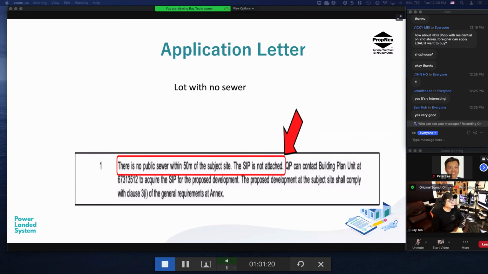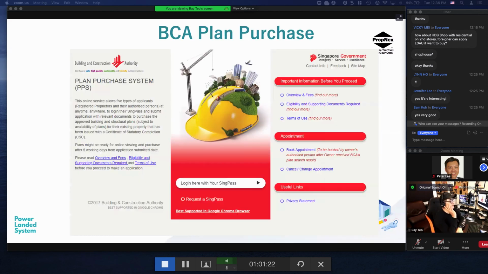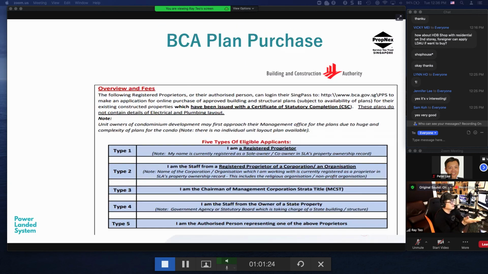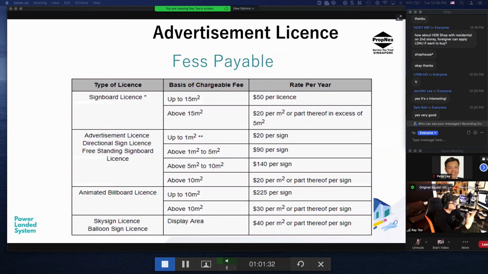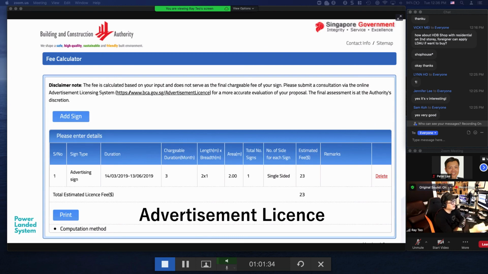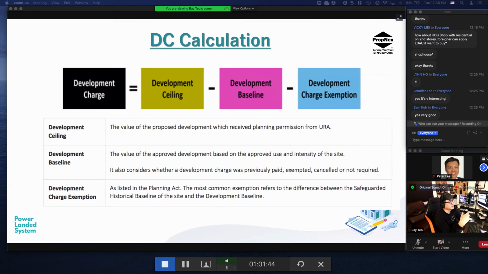So let's talk about practical knowledge. These are BCA plan purchase. I already showed you notes for you to keep so that you're able to assess that. Advertising license, not important, I already showed you. How much does it cost? $23 only for a 2-meter square banner for 3 months. It costs only $23 to license, so it's very, very cheap. You should apply for it.